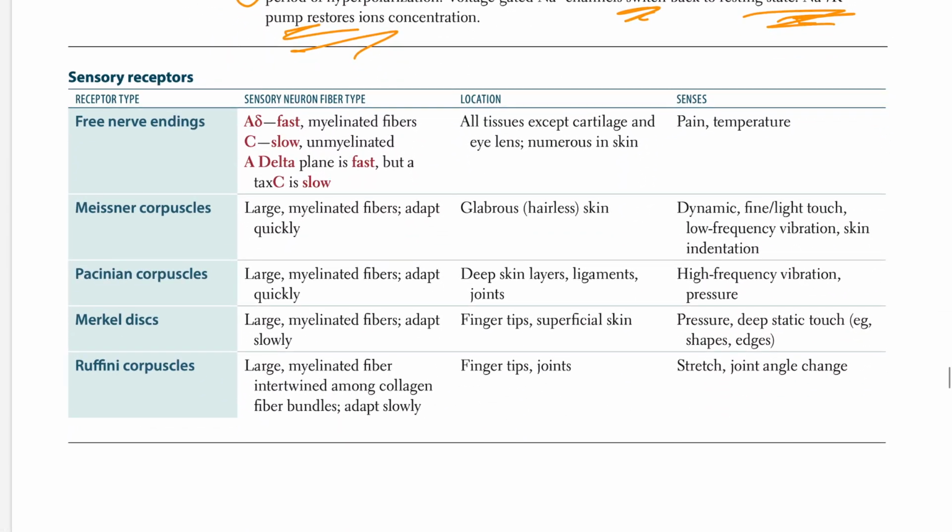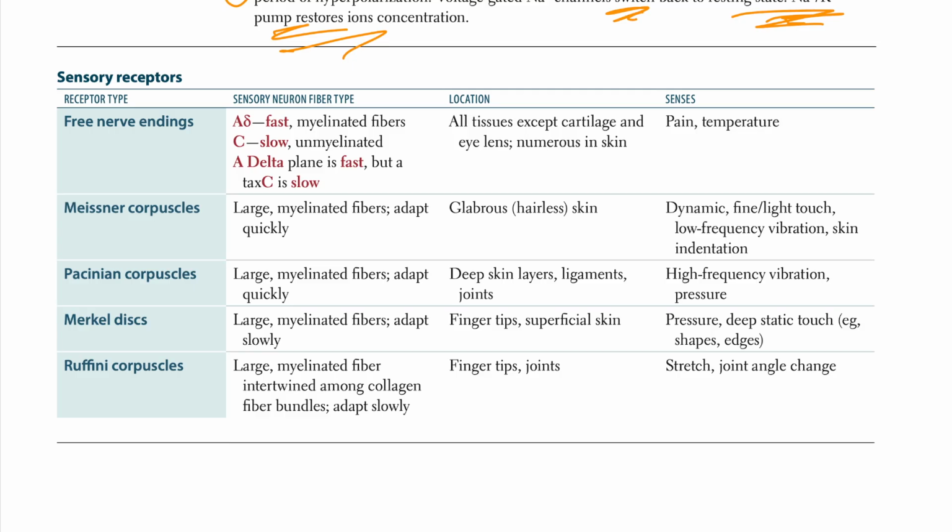Next one, we have the sensory receptors, high yield. For sensory receptors, we have the free nerve endings. What are the sensory receptor types? We have free nerve endings, Meissner's corpuscles, Pacinian corpuscles, Merkel discs, and Ruffini corpuscles.